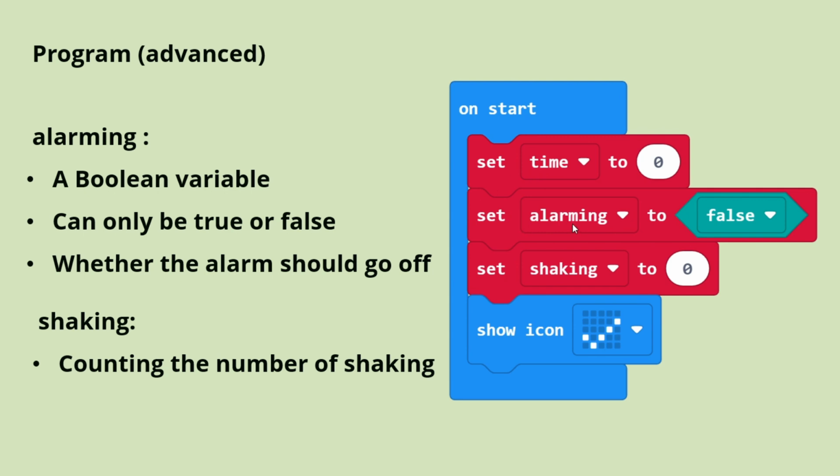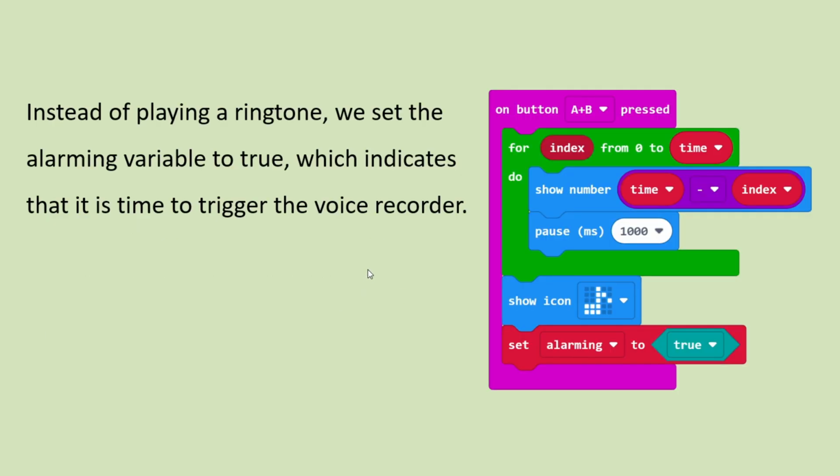In our program, the value of alarming is actually indicating the condition of the alarm. If we want to have the alarm to go off, we would like to set the value to be true. If we want to have the alarm mute, then we will need to set the alarming variable to be false. And there's also another new variable called shaking to store the number of shaking in this program. And in order to play the recorded voice, we will need to make use of the alarming variable. After counting down of the time, then we will have the value of the alarming to become true in order to trigger the voice recorder to play once.